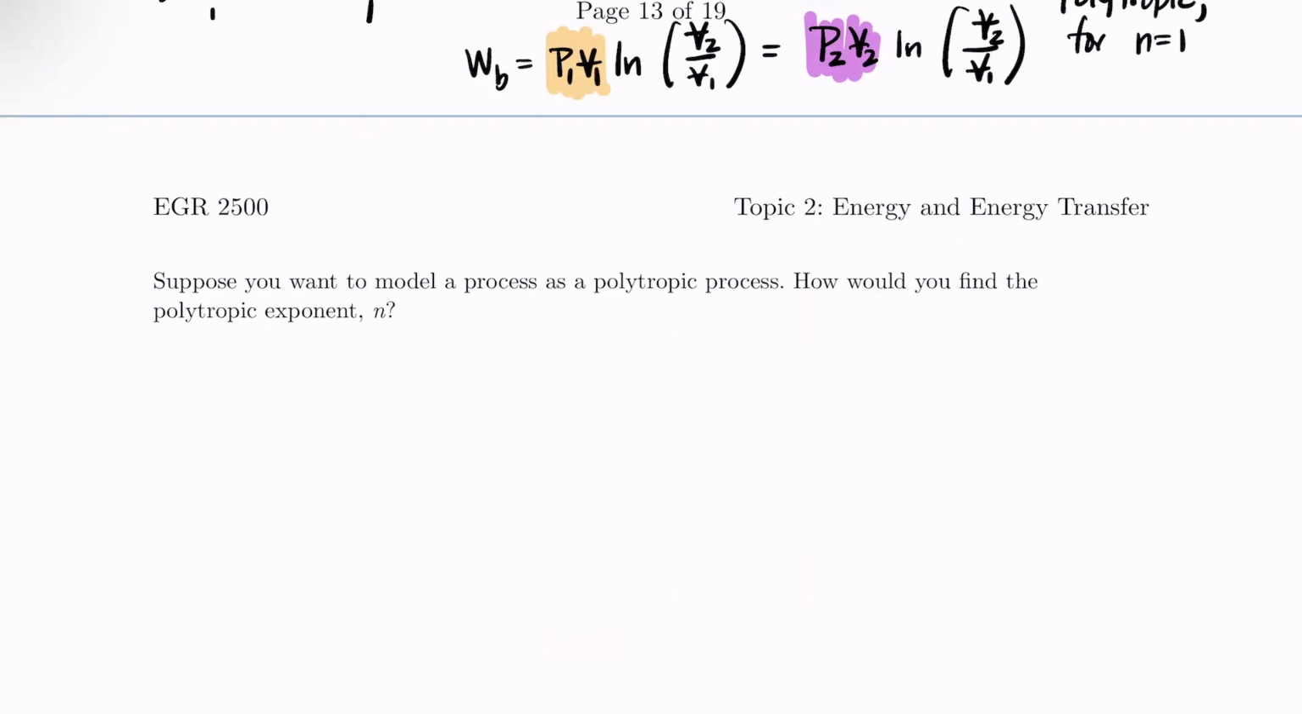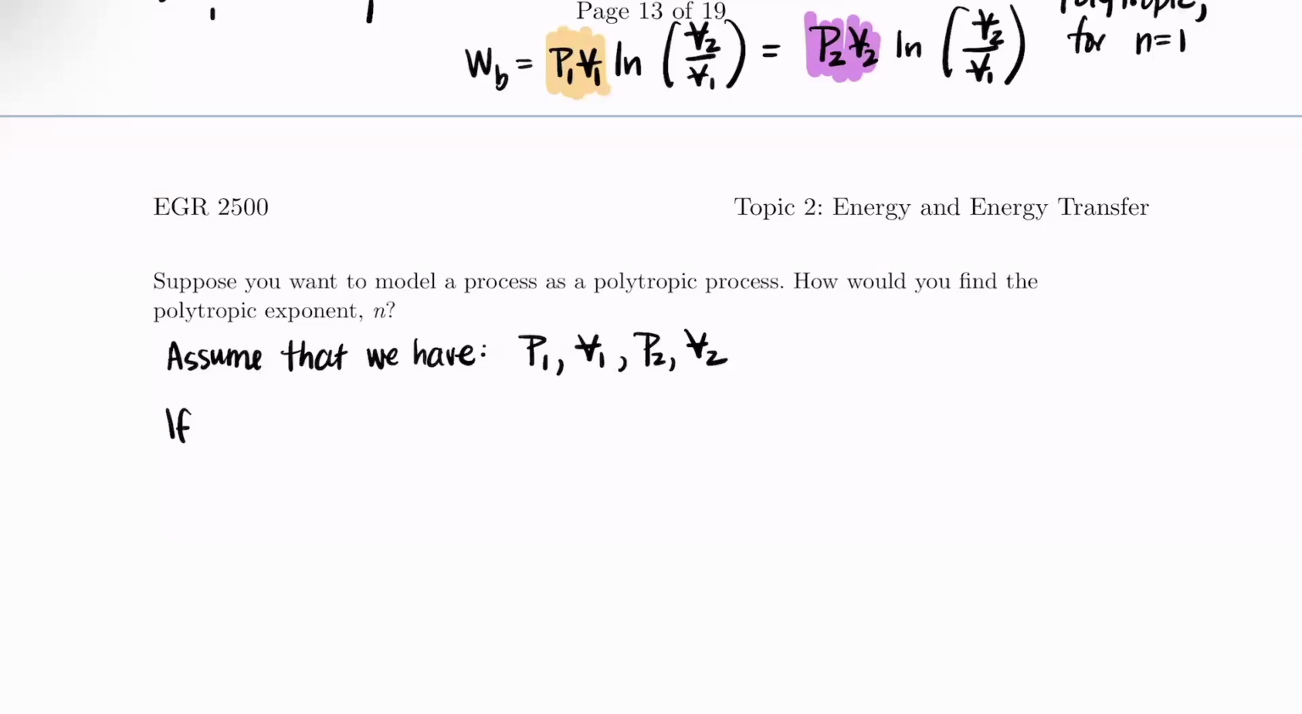Okay, so suppose we wanted to model a process as a polytropic process. How would we find what the polytropic exponent n might be? So we're going to assume that we have been given or that we've measured these quantities in some way. We have P1, we have V1, we have P2, and we have V2. All right, so we have pressure and volume at two different states of this process. And so we want to find what n is.